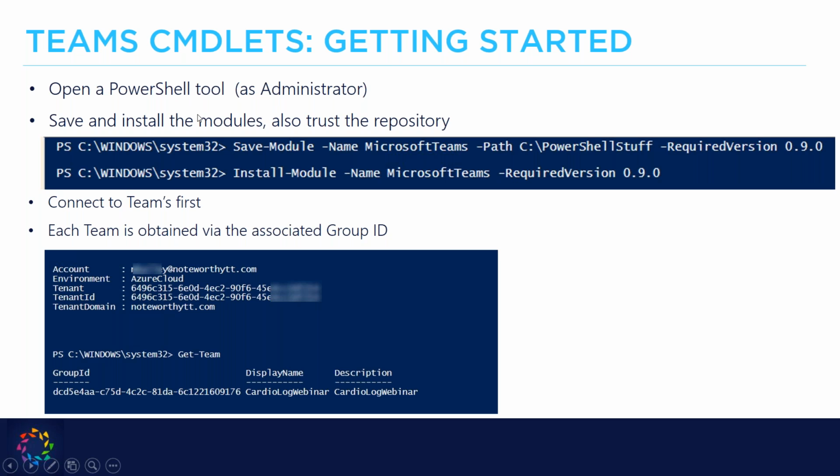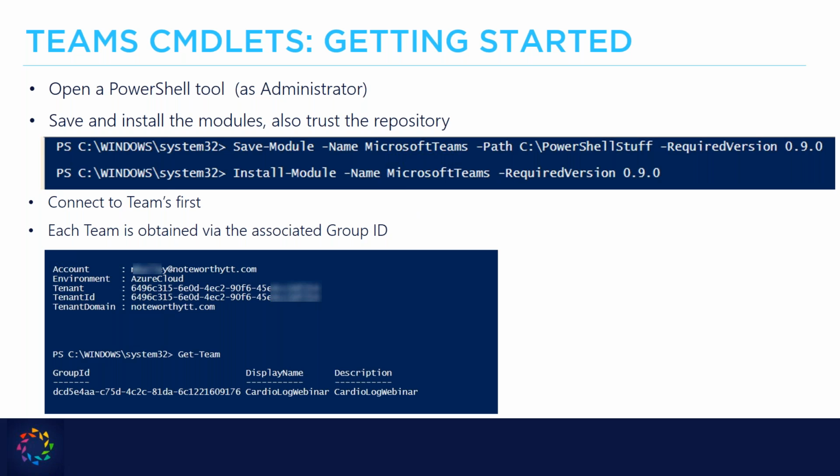The second thing that you'll have to do is save and install the modules and trust the repository. The commands are listed here so that you'll be able to know which ones to use when you get the recording of this webinar. You just need to pick which file location on your local computer that you would like to save them to. Now this process takes approximately 5 minutes, so I'm not going to walk through it during our demo. But just one important note is when you do this, you're going to get a pop-up box that says you'll have to trust the repository, and make sure that you click yes to that.